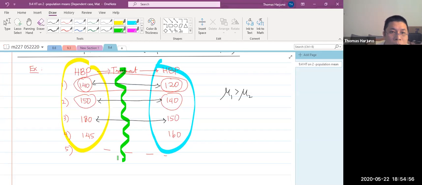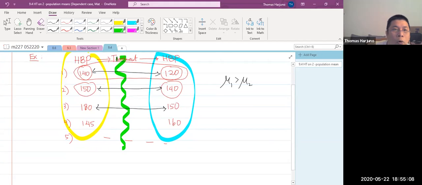Okay? The prior and post-treatment. This is for blood pressure. You can also say, for example, the treatment for SAT prep, SAT preparation. Okay. Before you take an SAT prep, what is your score? After you take SAT prep, what's your score? Okay. Now, so that's how we see if an SAT prep is effective.